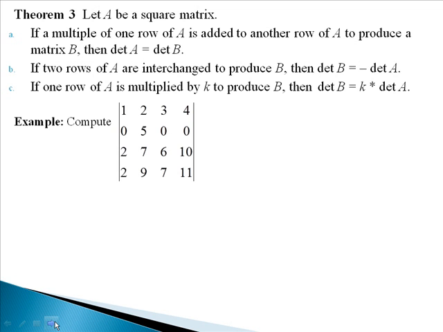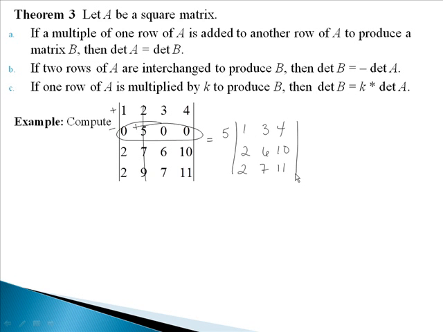Let's look at an example. Here we want to compute the determinant of this 4 by 4 square matrix. Notice that I have one non-zero entry in the second row. So I'm going to use my matrix of signs. Remember, I have plus, minus, and so this one will be plus. So I have a positive 5, multiplied by the determinant of the matrix I get when I eliminate that row and that column. So I have 1, 3, 4, 2, 6, 10, 2, 7, 11.